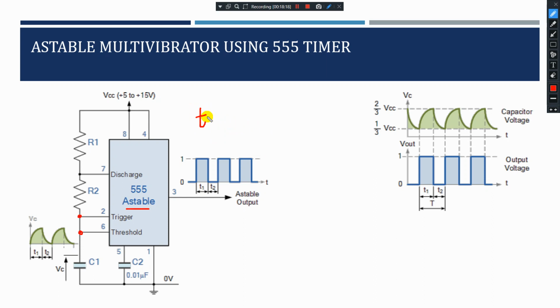So that is called T on and T off. So T1 is on, T2 is off. So there are two time durations: T1 for the output to be in on condition and T2 for the output to be in off condition. That is called T1 and T2.